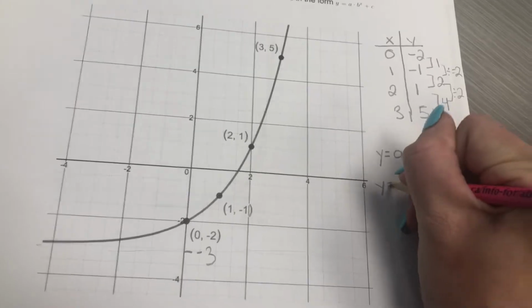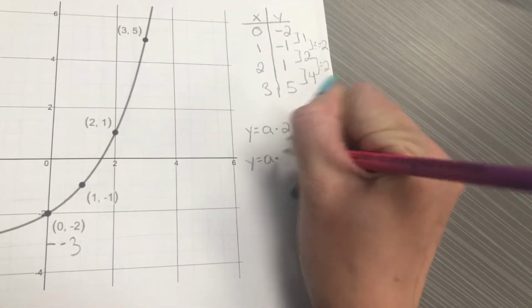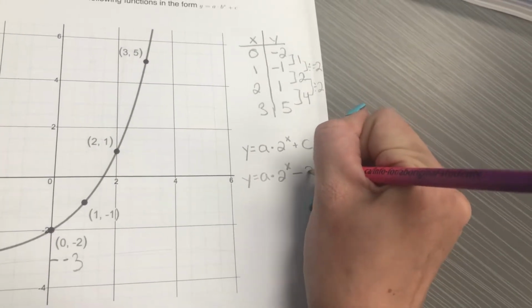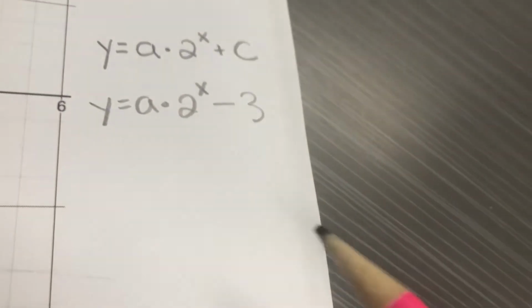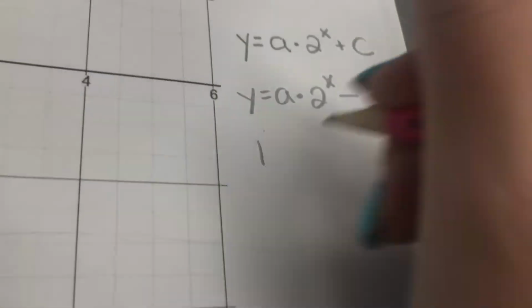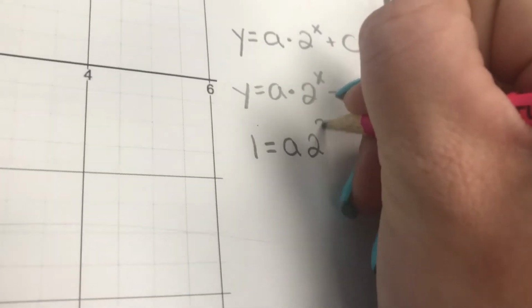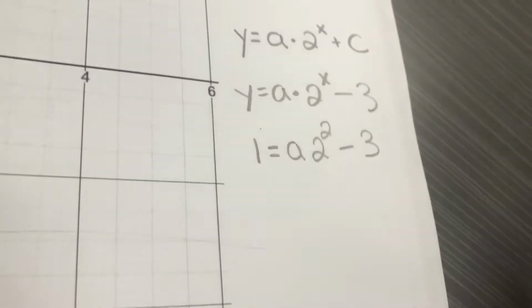So now we know what our c value is. So it's 2 to the x minus 3. Okay, now we need to solve for our a value. To do this, what we can do is take one of our points and plug the y value in and the x value. So let's take the point 2 and 1. Okay, so my y is going to be 1 equals a times 2 to the power of 2 minus 3.